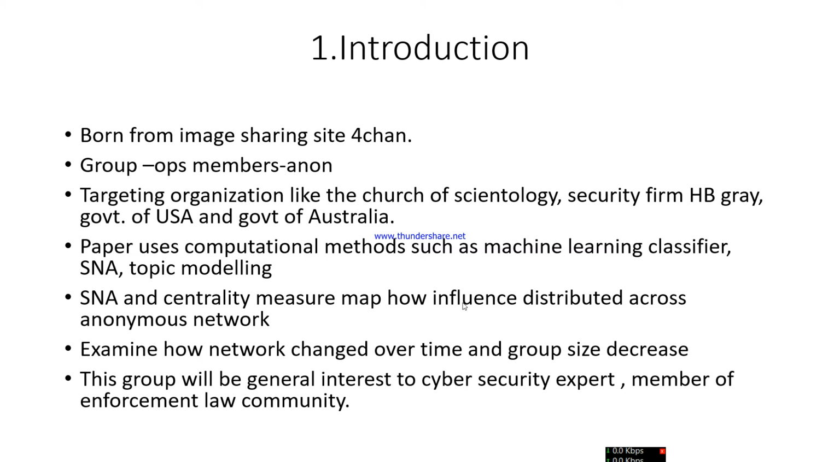The paper uses computational methods such as a machine learning classifier, social network analysis, and topic modeling. The ML classifier was used to collect the data set, and SNA was used for finding the most influential, prominent members. Topic modeling finds the words most related to these accounts, so through these words we find the cohesiveness among them and why they use these words a lot. SNA and centrality measures map how influence is distributed across anonymous networks, how their influence occurs on the networks, how they activate on the networks, and how they attract other members to join a group.